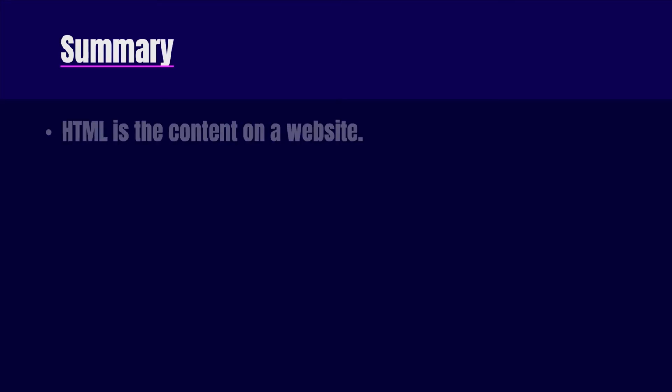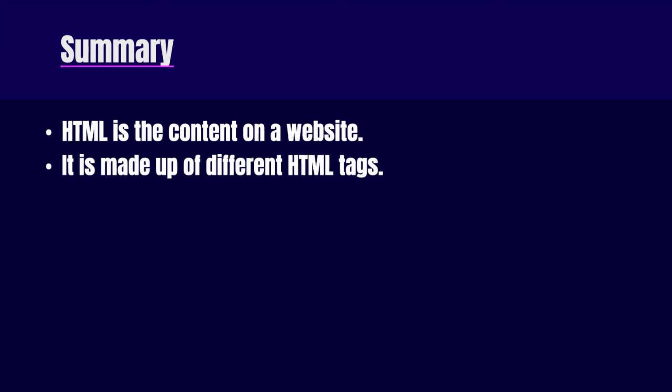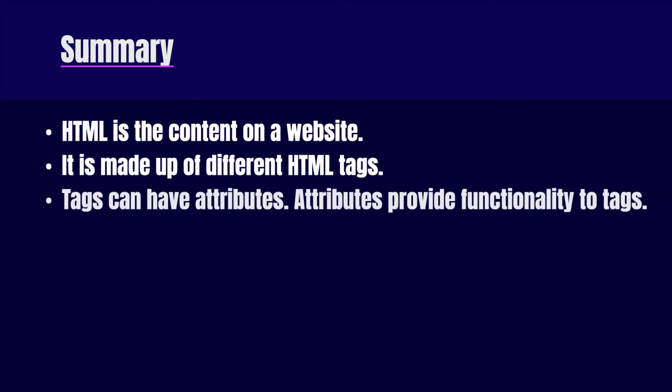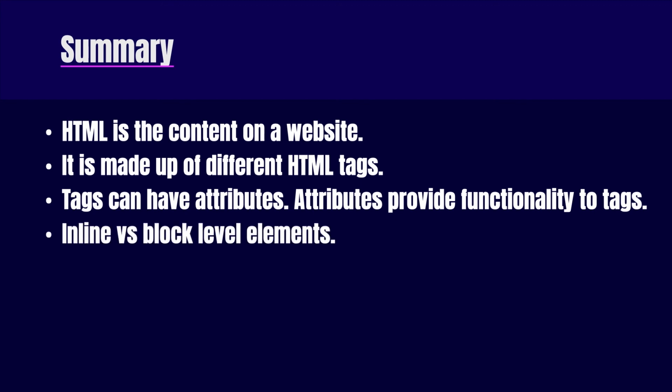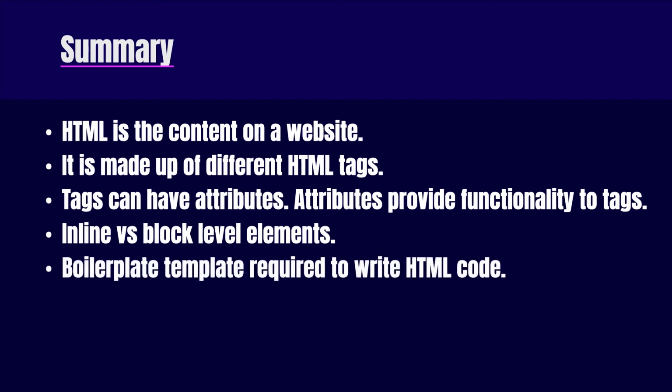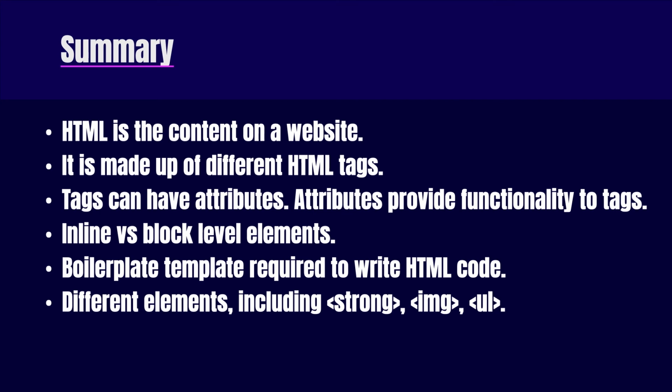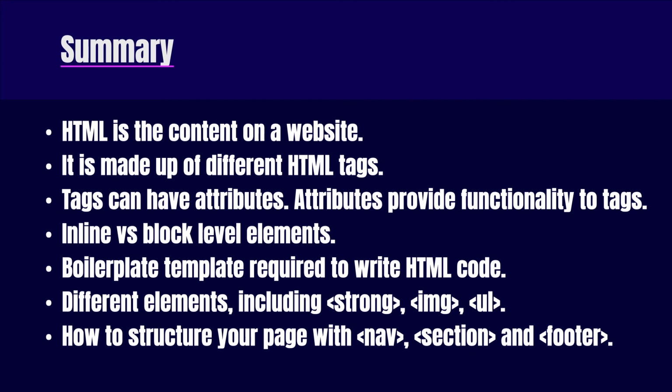So today we explored that HTML is the content of a website. It is made up of different HTML tags. These tags can have attributes, and these attributes provide different functionality or information to the tags. We also looked at inline versus block level elements and the different ways that they work. We looked at the boilerplate template that's required to write HTML code. We looked at a whole bunch of different HTML elements and what they do. And we also looked at how to structure your page with nav, section, footer, etc. And that is a wrap.